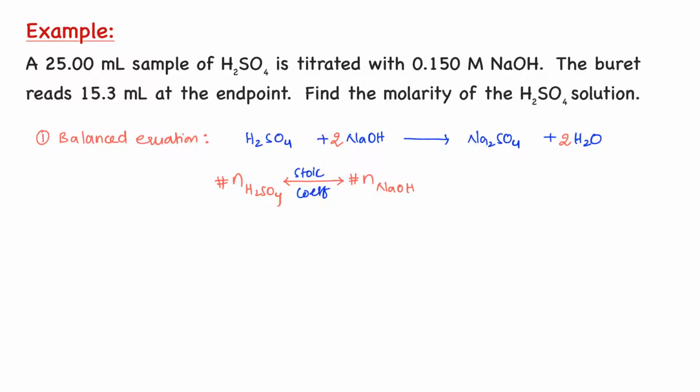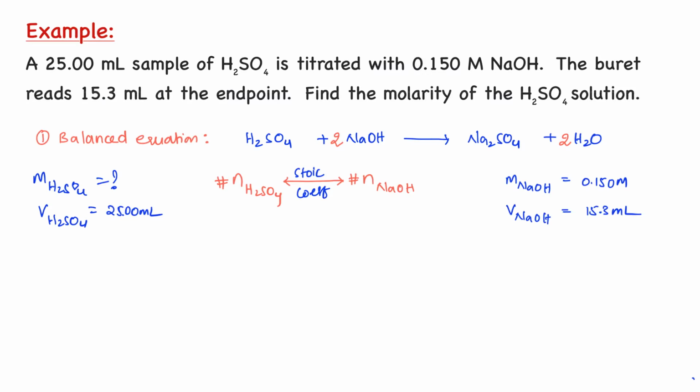Let us now write down what is given. We know that we started with 25.00 milliliters of sulfuric acid, and we need to determine the concentration of sulfuric acid. The concentration of sodium hydroxide is given as 0.150 molar. The burette reading at the end point is 15.3 milliliters. This is the volume of sodium hydroxide required to neutralize all the sulfuric acid.